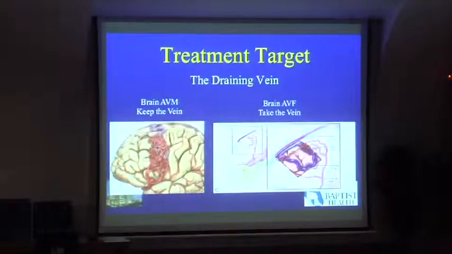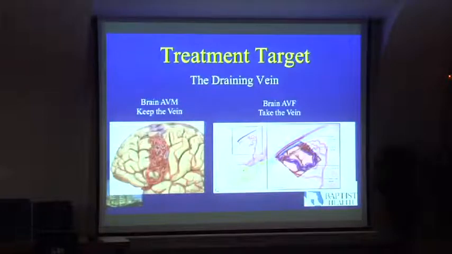Different than AVM, and Luis showed beautiful cases here of AVM treatment combining endovascular and surgery, where the vein is the enemy. You've got to preserve the vein all the way to the end. You've got to save that. In an AV fistula it is exactly the opposite. If you characterize this as an AV fistula, if you kill the vein, the problem is gone, and you don't have to worry much about all the arterial feeders. God bless you if you call it wrong, a fistula.